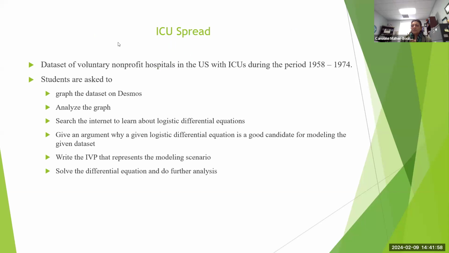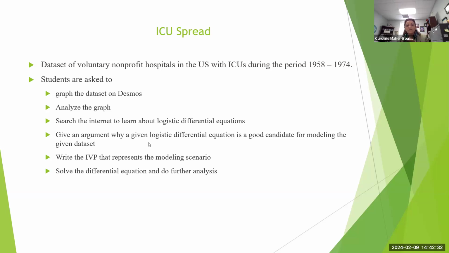The third project is ICU spread. Students are given a data set of voluntary nonprofit hospitals in the US with ICUs during the period from 1958 to 1974. And again, they're asked to graph the data set and analyze the graph before fitting any model to it. And I ask them to search the internet to learn about logistic differential equations, and give an argument why I gave them a logistic differential equation.